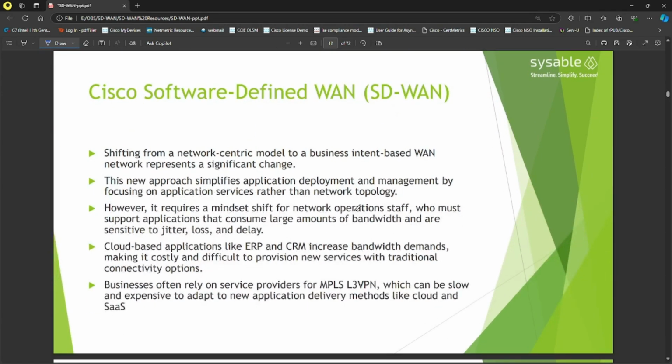Now, the solution which we discussed previously, Cisco SD-WAN, gives all of them, shifting from a network-centric model to a business intent-based WAN network representation, a significant change. This new approach simplifies application deployment and management by focusing on application service rather than on network topology.